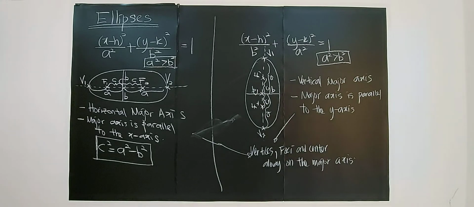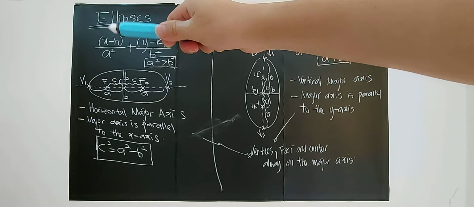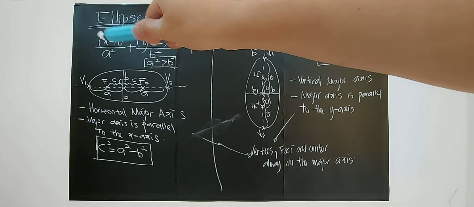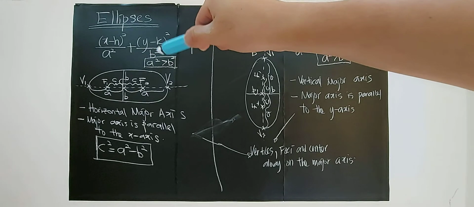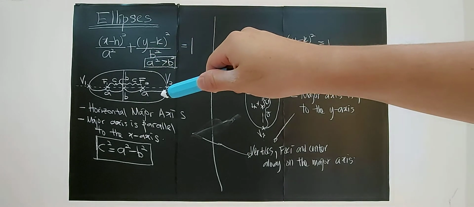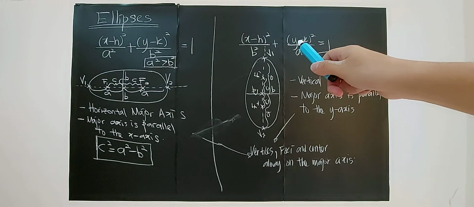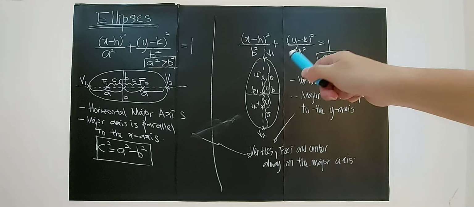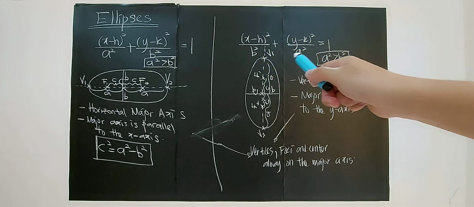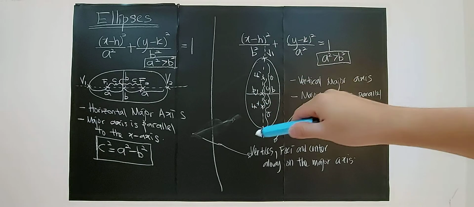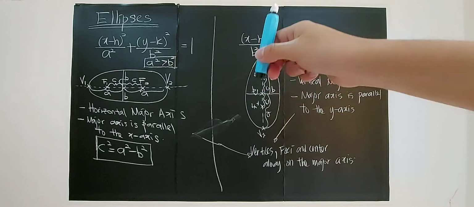With this knowledge, I'm going to teach you. I have told you that if the value below the (x minus h) squared is bigger than the value here, that one will be a squared and the smaller value will be b squared, and this shows you that it's a horizontal major axis. If the value below the (y minus k) squared is bigger than the value under the (x minus h) squared, which is b squared, and this will be your a squared, then this will be a vertical major axis. Or we say the major axis is parallel to the y-axis.